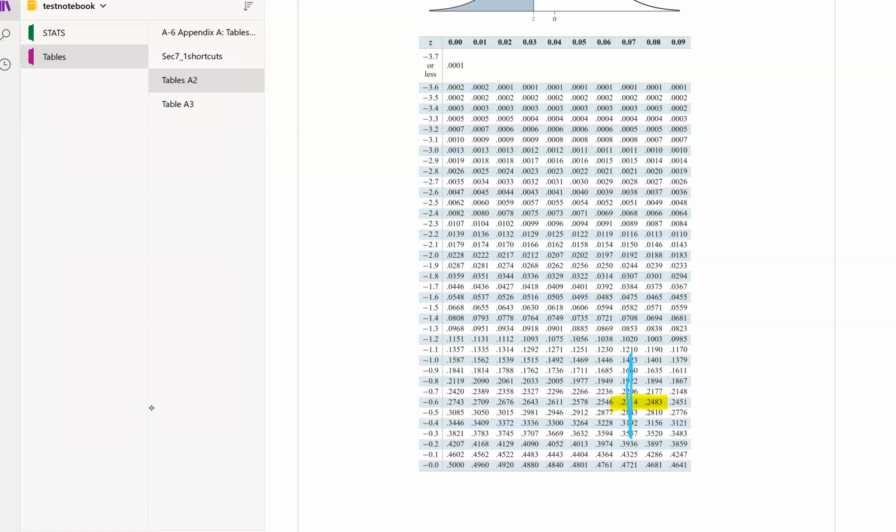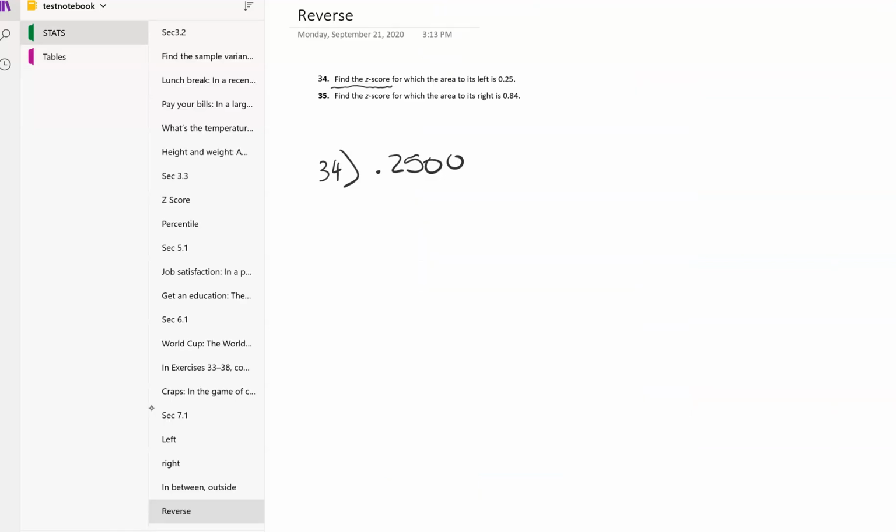So I'm going to go up this way and across this way. So it's a negative 0.6, and up here is a 7. So that's what the z number is. Z is equal to negative 0.67. So for this problem, I would answer z is equal to a negative 0.67. That gives me the area of 0.2500.